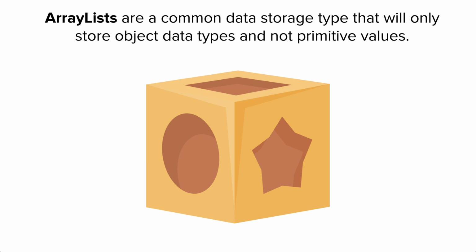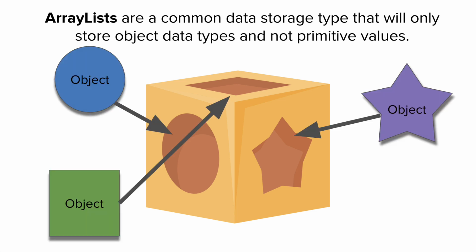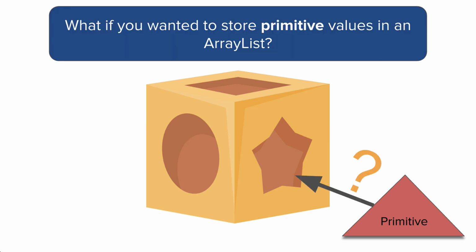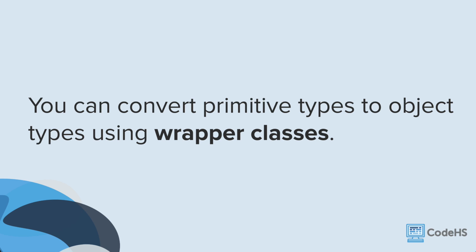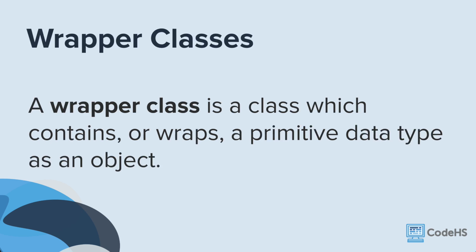Array lists, which you will learn about in the next lesson, are a common data storage type that will only store object data types, and not primitive types. But what if you wanted to store primitive values in an array list? Luckily, you can convert primitive types to object types using wrapper classes. A wrapper class is a class which contains or wraps a primitive data type as an object.